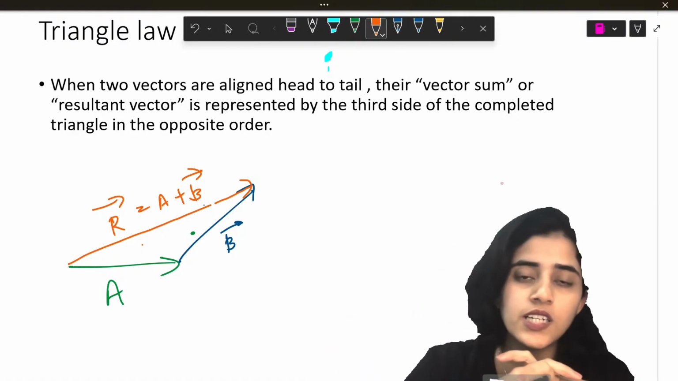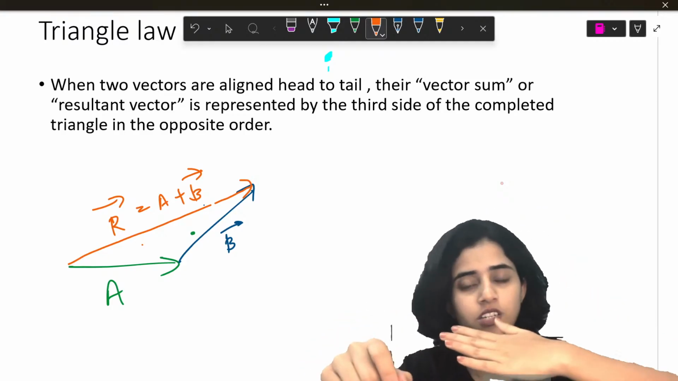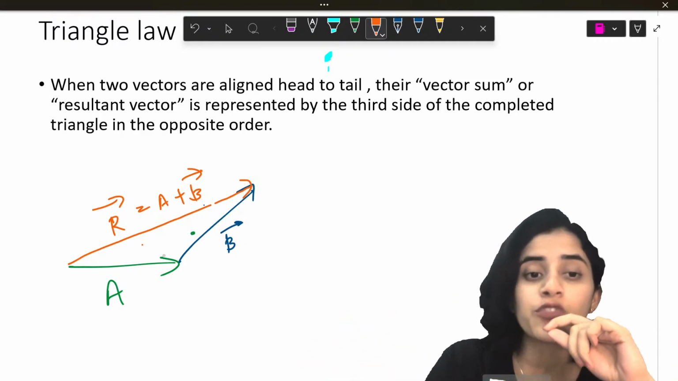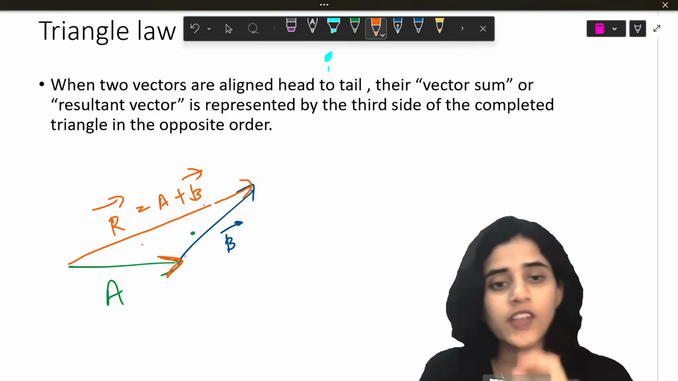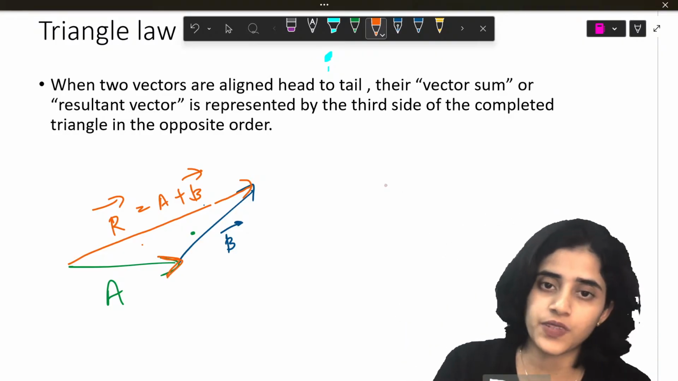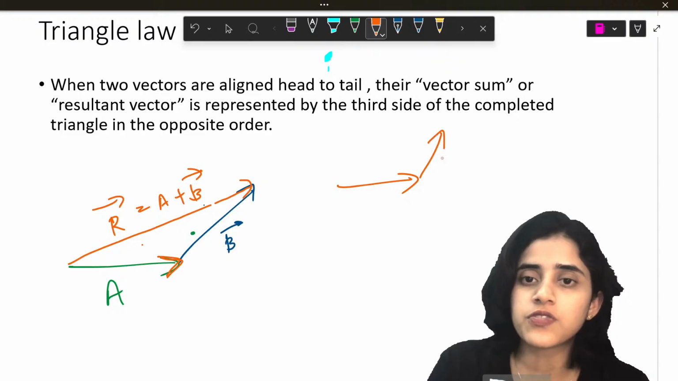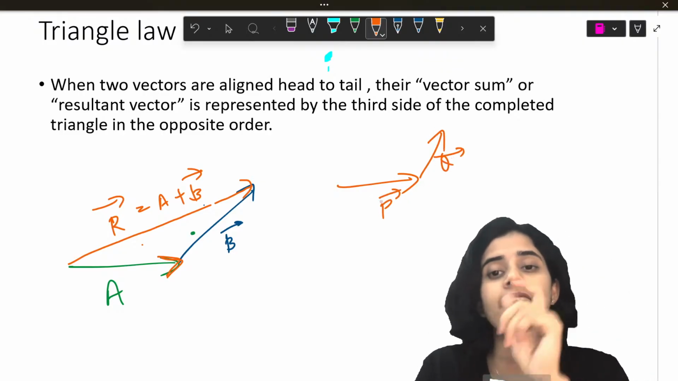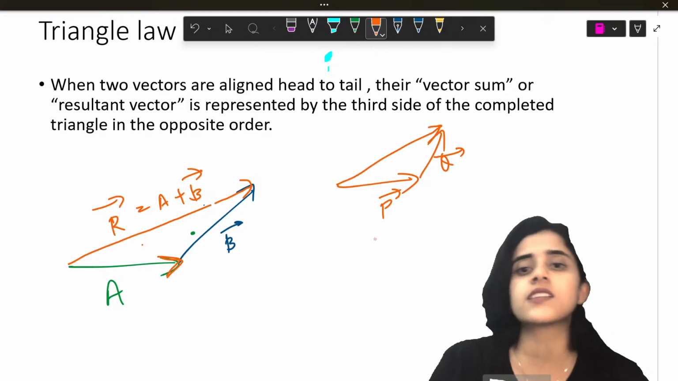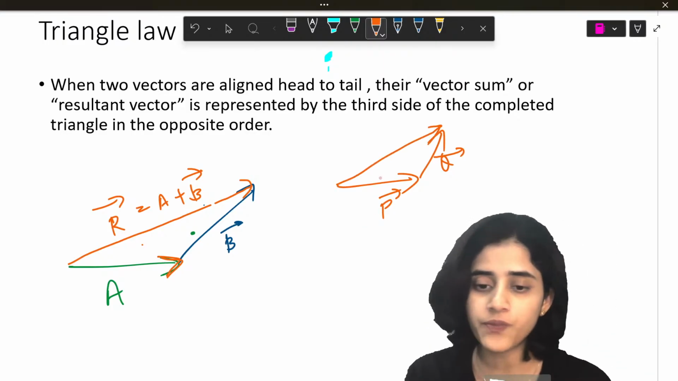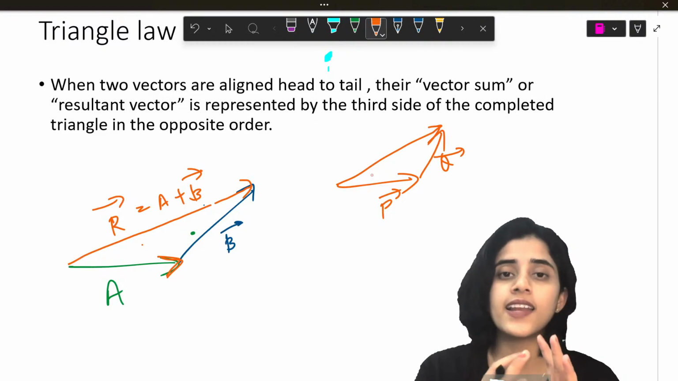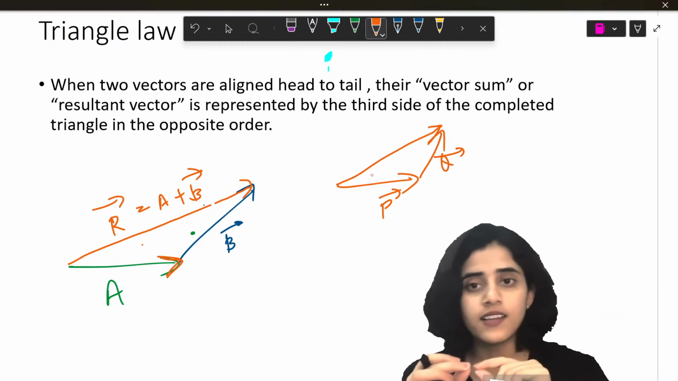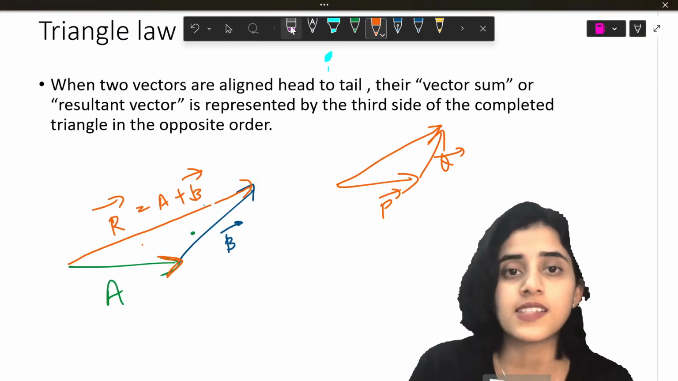Now what are the rules here? The head of the first vector should touch the tail of the second vector. So if you want to have P plus Q, the head of P should touch the tail of Q, and this will be the resultant. So when two vectors are aligned head to tail, their vector sum is the resultant vector.